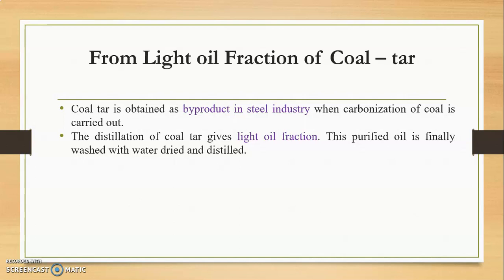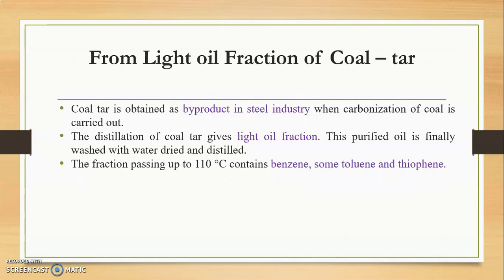Now this light oil fraction is first purified, by washing with water, and after distillation, the fraction is passed at 110 degrees Celsius, and we will get some amount of benzene, toluene and thiophene. Of these three products, benzene and toluene are the hydrocarbons, while the thiophene is consisting of some impurities.